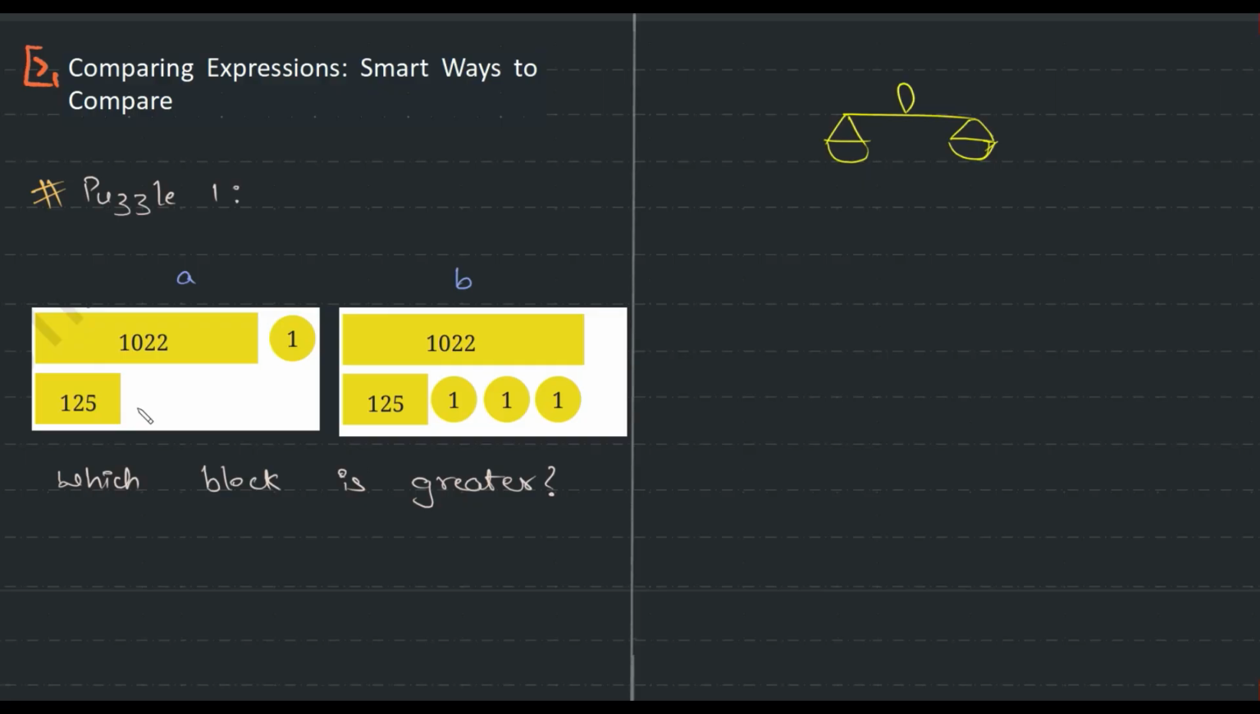Okay, let me explain this. How do you use a weighing scale to do this? Well, both the sides have 1022. Both the sides have 125, 125. Both the sides have a single 1 and a single 1. But additionally, B has more weight. So say 2 grams or 2 kg more. And so clearly B is greater than A. Can we tell that?